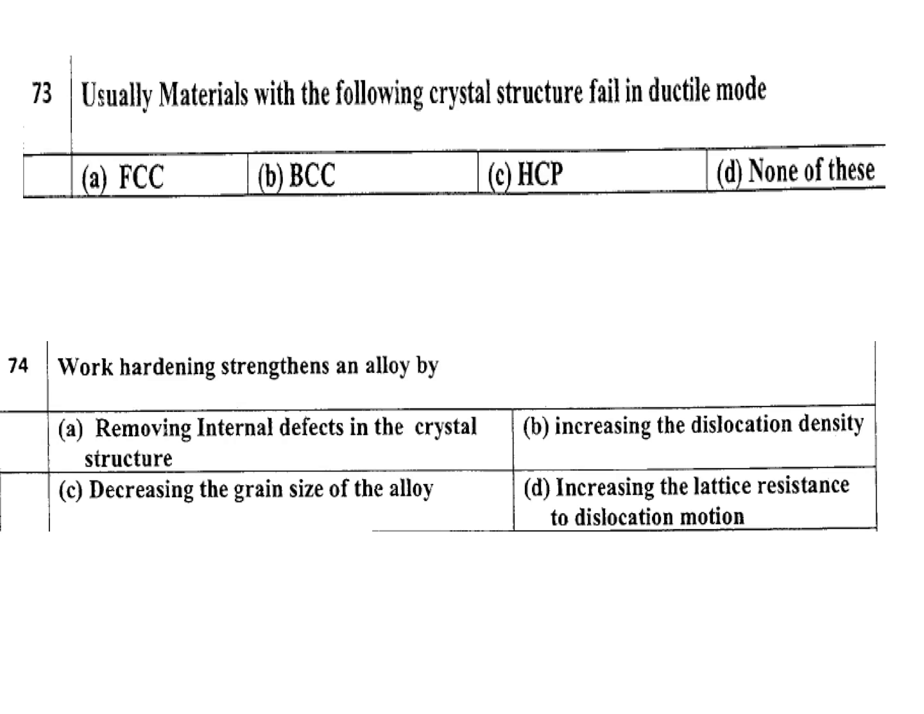Next, usually materials with the following crystal structure fall in ductile mode: A. FCC, B. BCC, C. HCP, and D. None of these. Its answer is FCC, face centered cubic. FCC examples are aluminum, copper, nickel, and silver.